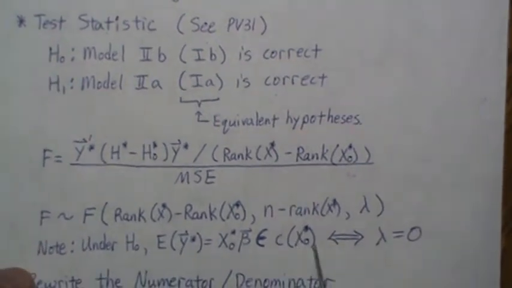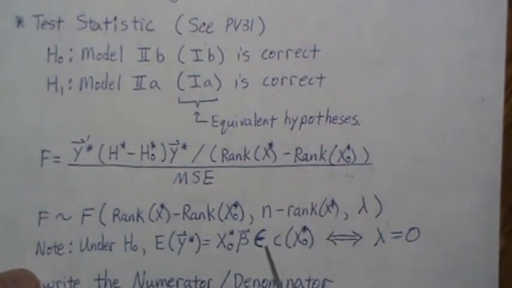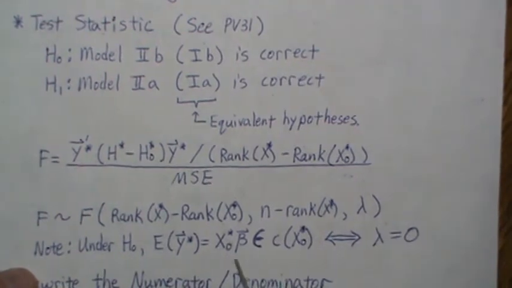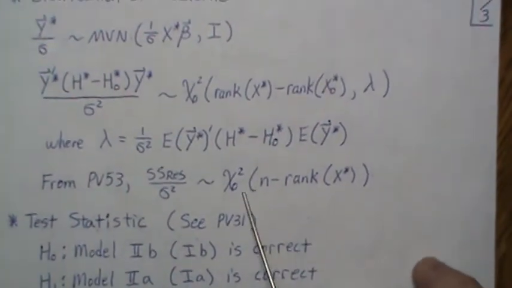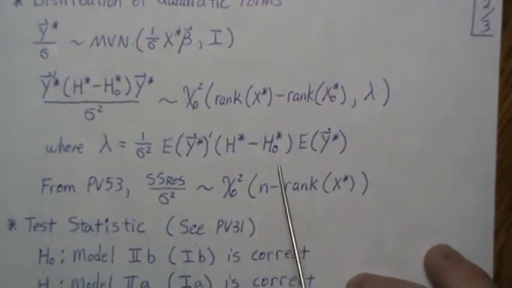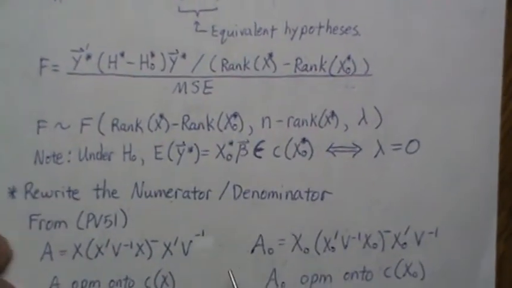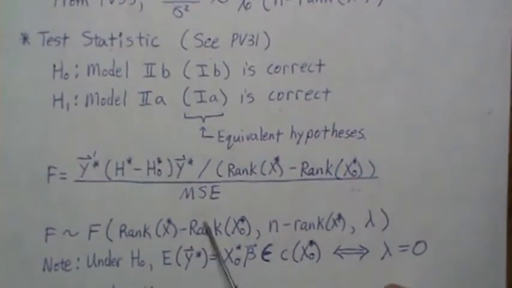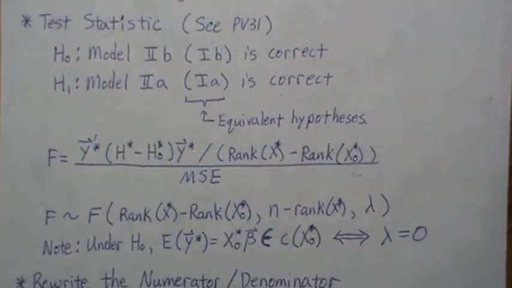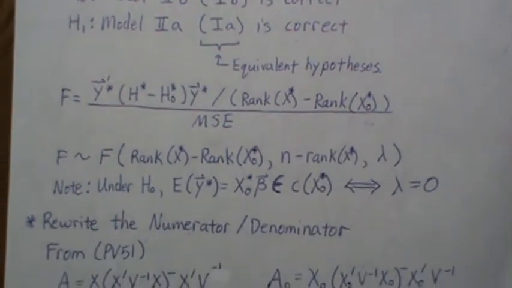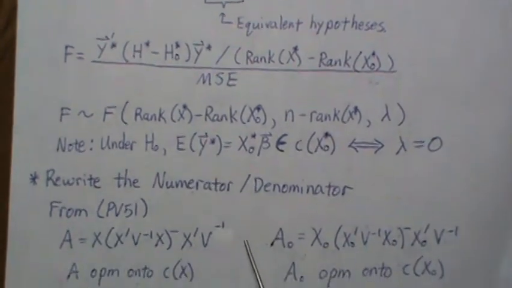So this is an if and only if it's zero, and then this is in the column space of that, and if this is true, then lambda is zero. And I'm not sure if I did that 100% justice, but you can kind of reason that out. So now let's rewrite. This is the test, and we're done, and we can end the video. But I want to rewrite this in terms of model 1, in the weighted least squares regression setting. So let's rewrite the numerator and denominator.